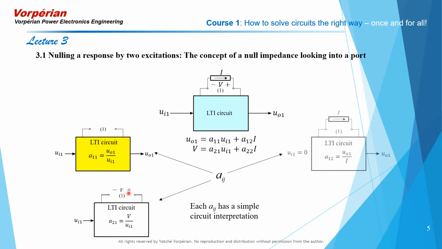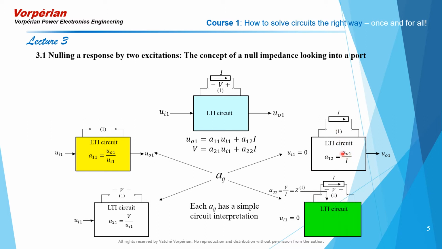If we go to the third coefficient, we see that this is the transfer function from the second excitation I being applied to the first output, while the first excitation is set equal to 0, or the first input set equal to 0. Of course, that means that if this was a voltage source, that port there would be short-circuited, and if this was a current source, that port would have been an open circuit. Nevertheless, this is another transfer function defined on this circuit.